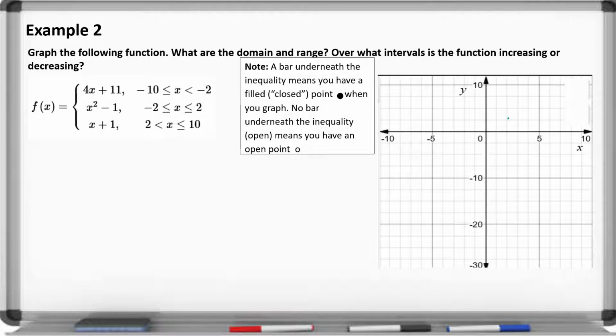So a quick note here is that a bar underneath the inequality means that you have a filled or a closed point, which is represented by a solid filled dot when you graph. No bar underneath the inequality, or open, means that you have an open point or a hole, which is represented by just a circle that is not filled. So in this case, if you don't have a bar underneath this inequality, which this one doesn't have, it's going to be a hole.